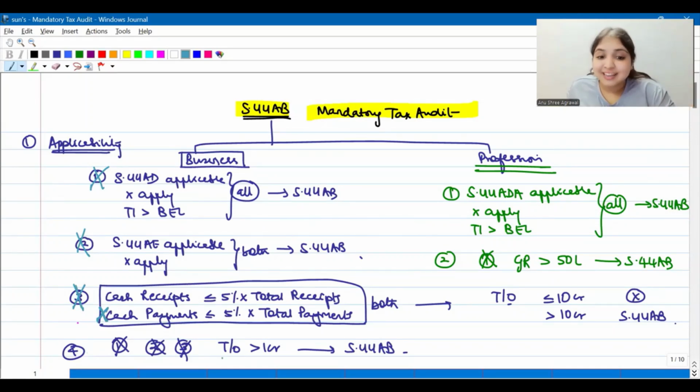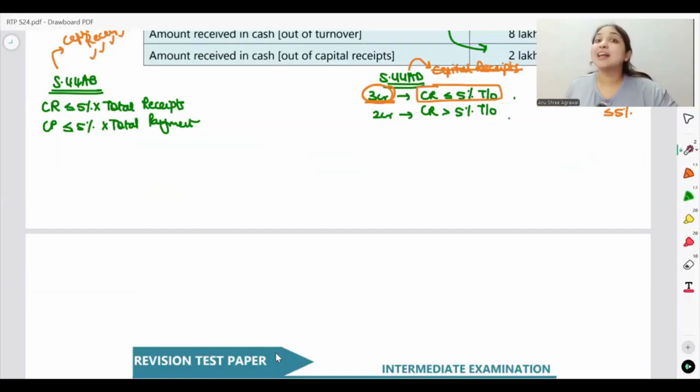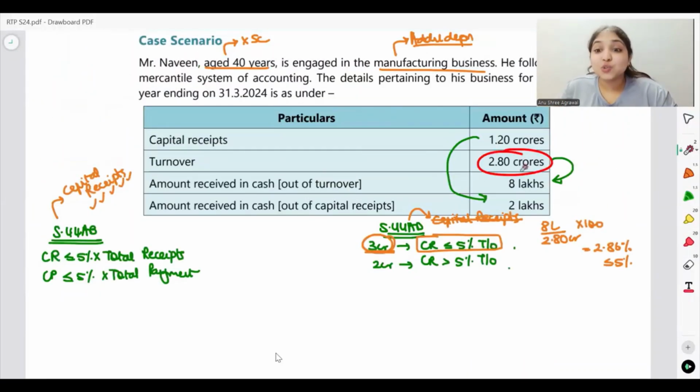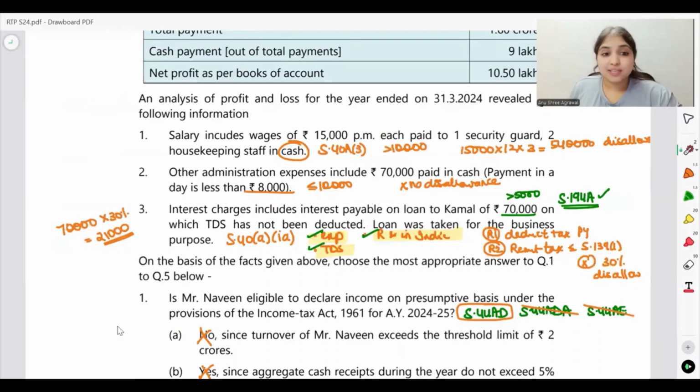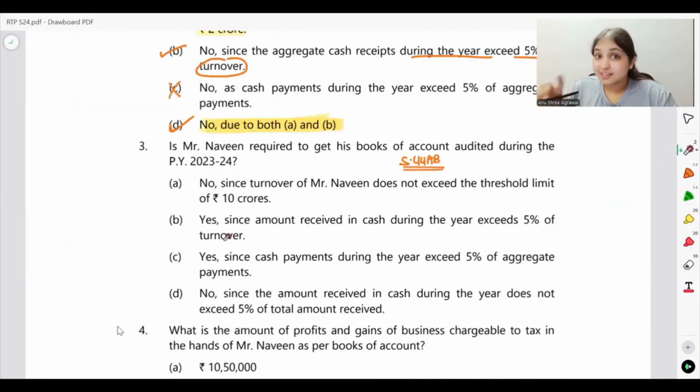Fourth situation. Is turnover more than 1 crore, guys? Yes, turnover is 2.8 crore. Yes, turnover is more than 1 crore. So 44AB will apply. Got it, everybody? So let's see what our answer is over here. The answer is yes. So it cannot be option A, cannot be option D. So option A or option B, let's read.